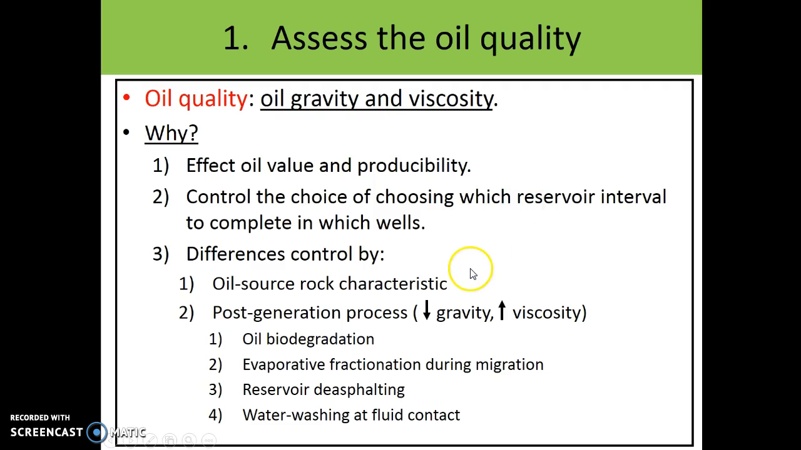And third, the differences in these properties are controlled by first, differences in oil source rock characteristics, and second, post-generation processes that will reduce the oil gravity and increase the oil viscosity. The post-generation processes here refer to oil biodegradation, evaporative fractionation during migration, reservoir deasphalting, and water washing at fluid contact.